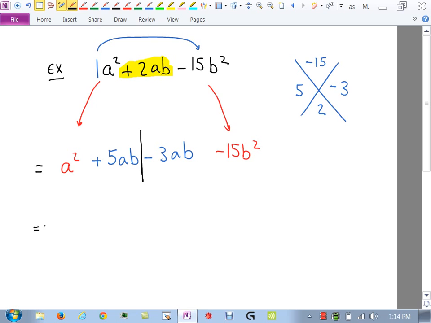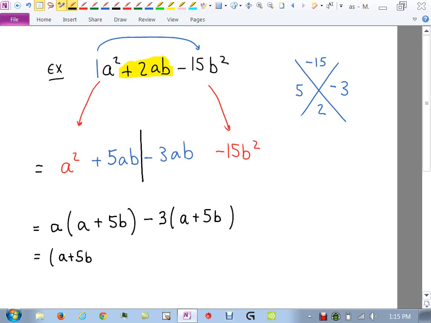GCF out of the first two, a, and then you're left with plus 5b. Yes, you can. It'll work that way also. I try and match that up over here, don't I? A plus 5b. What needs to go outside here if I'm going to match it? Negative 3 needs to be out here. And since they match, I'm at my last step here, I think. A plus 5b, a minus 3.